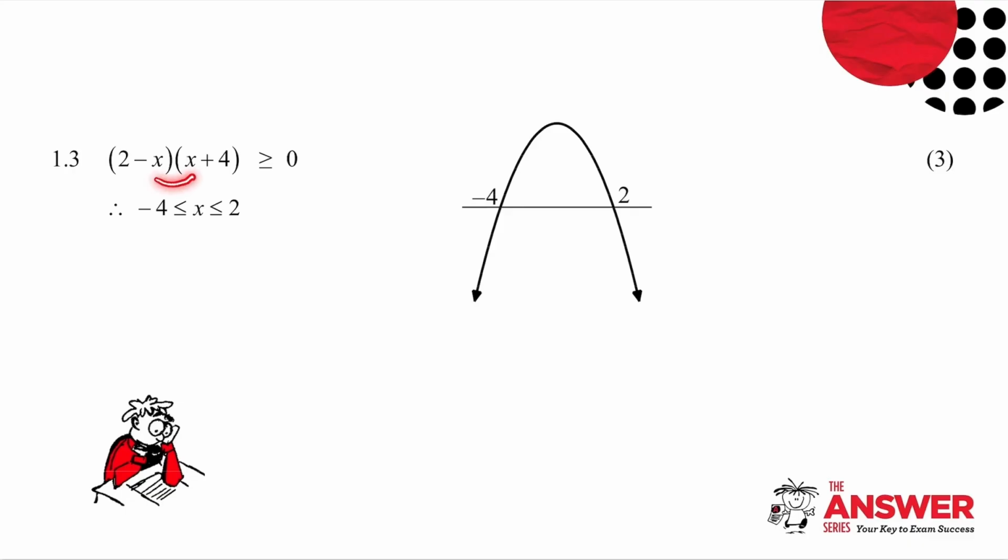This is a negative x squared, which means my parabola looks like that. My zeros are 2 and -4. So there are my 2 zeros. I want where it is greater than or equal to 0, which is this part over here. In other words, when x is greater than or equal to -4, less than or equal to 2.